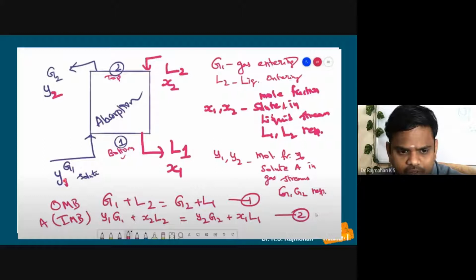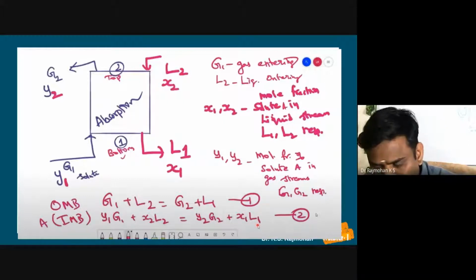So then we can write the overall material balances. There are two inputs and two outputs. We have written the overall material balance G1 plus L2 equal to G2 plus L1. And if you write the material balance for solute A, then we have Y1 G1 plus X2 L2 equal to Y2 G2 plus X1 L1.